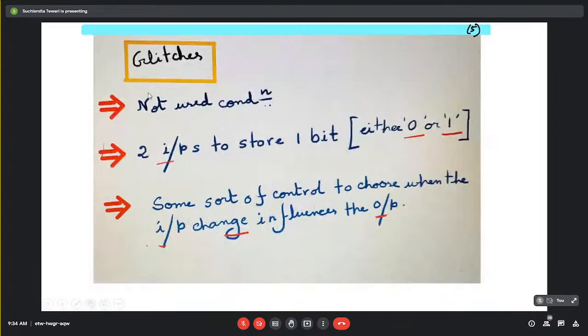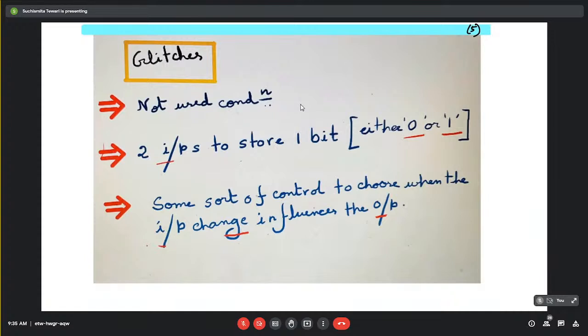First of all, obviously, this not used condition. It is not desirable to have some forbidden or not used condition in our circuitry, because by human error or by means of some noise, it might happen that this not used condition arrives after all. So to avoid it permanently, we need to adopt some scheme.